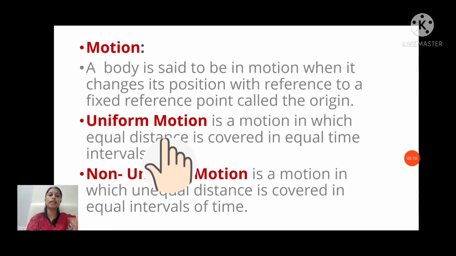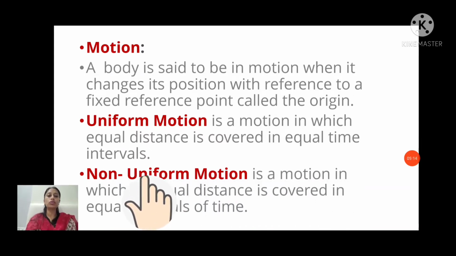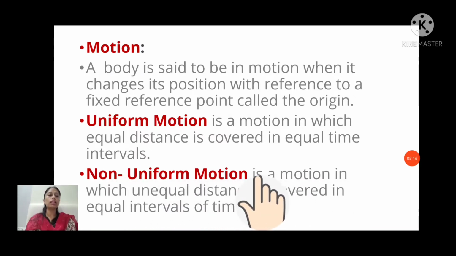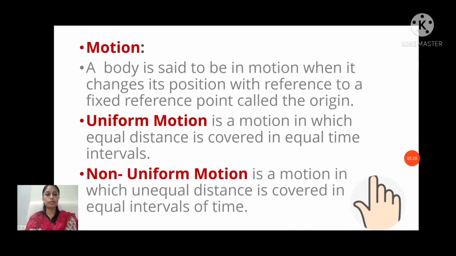Uniform means same. And non-uniform means what? Non-uniform motion is a motion in which unequal distance is covered in equal intervals of time. Unequal distance means, suppose you are traveling somewhere by car or bike or any vehicle.